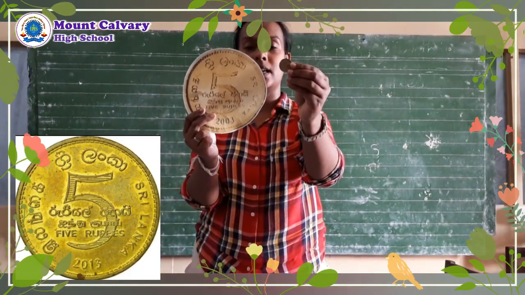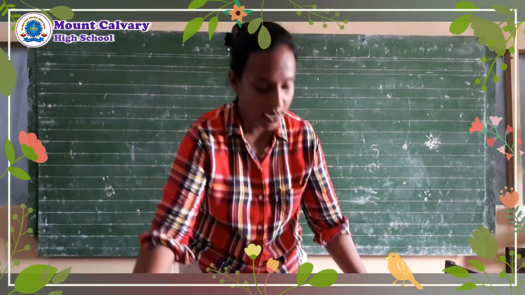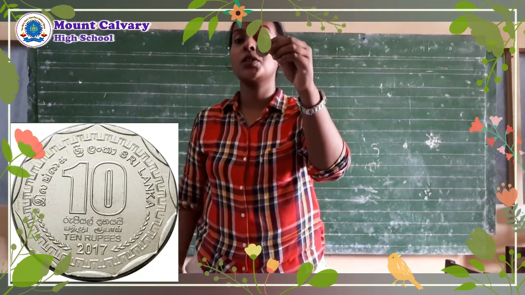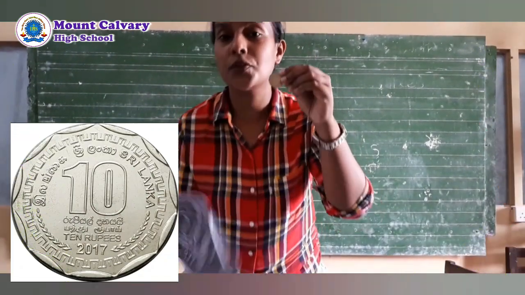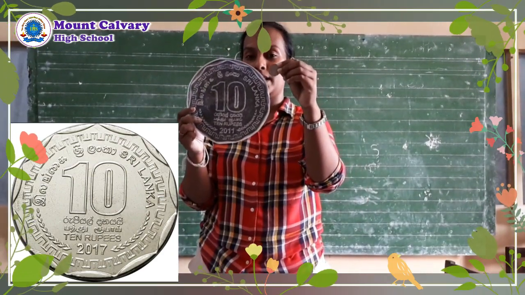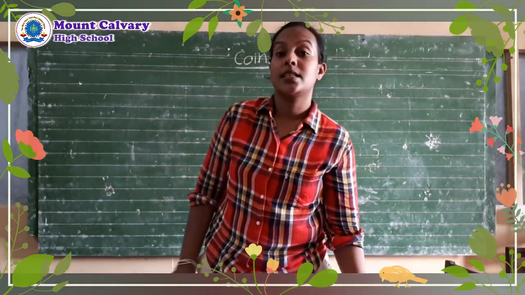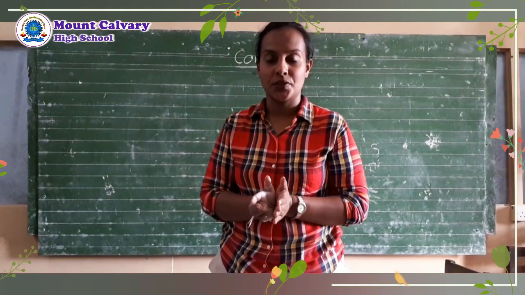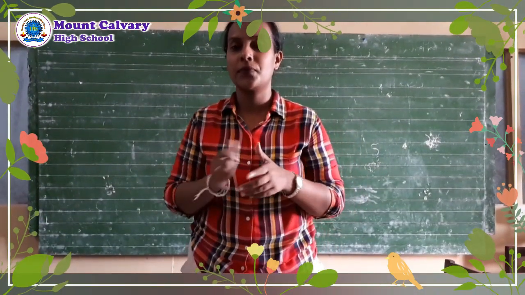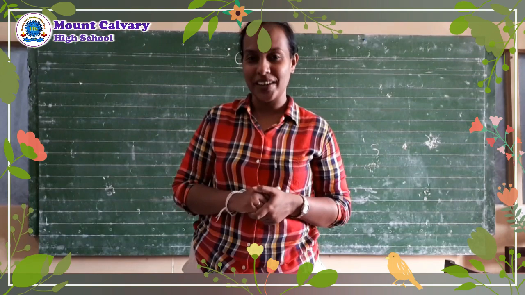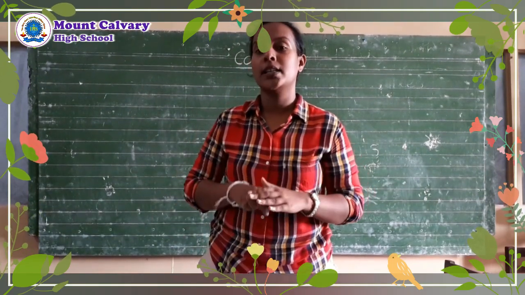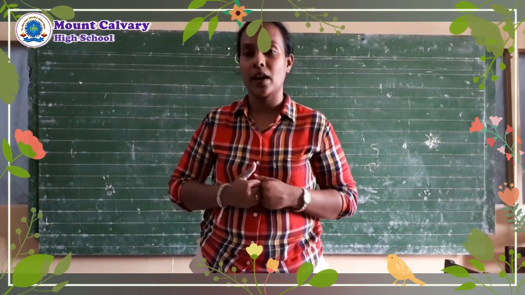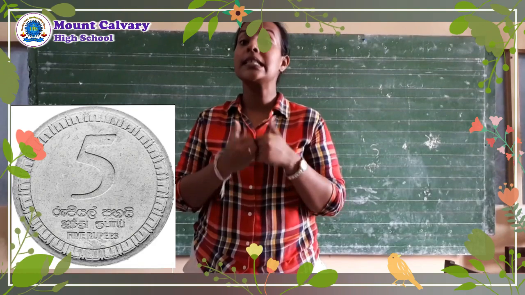Silver, right? Golden color, but it's copper, right? Next one, you have the 10 rupees coin. Yes, you know the shape is also a little bit different, right? This 10 rupee coin is also silver in color, right? So you can see that all the coins are circular in shape, but there is a small difference in the 10 rupees coin, right? So most of the coins are silver in color except the 5 rupees coin, but the latest 5 rupees coin is also silver in color.